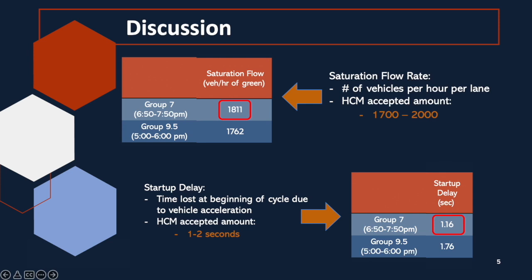The startup delay is the time lost at the beginning of a cycle due to vehicle acceleration. The Highway Capacity Manual has an accepted amount of 1 to 2 seconds. Both our group, Group 7, and Group 9.5 fell within the 1 to 2 second range with a time of 1.16 seconds and 1.76 seconds.